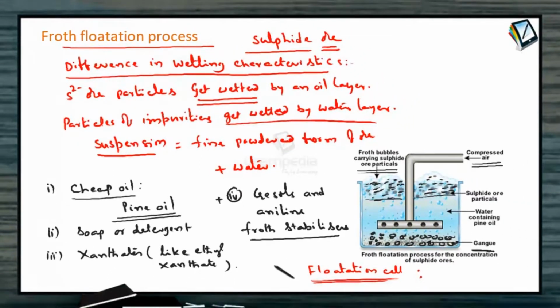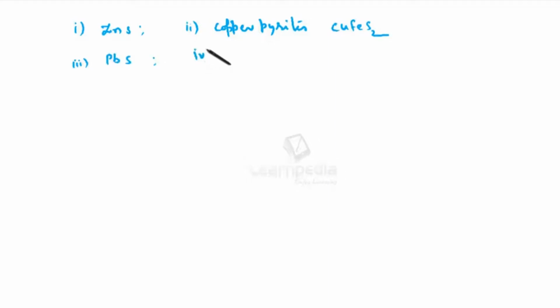That's how impurities are separated from sulphide ore particles by using the froth flotation process, which is based on the difference in wetting characteristics of particles of sulphide ore and particles of impurities. Some of the sulphide ores concentrated by this froth flotation process are zinc sulphide, zinc blende, copper pyrites, CuFeS2, lead sulphide, PbS, galena, and cinnabar, mercuric sulphide.